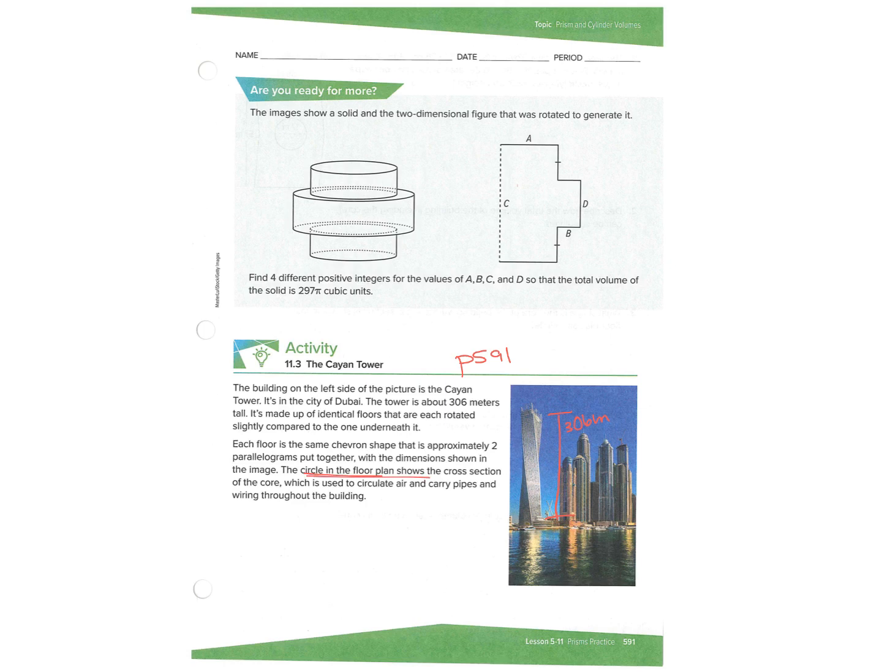There's a circle cut out in the floor plan that goes all the way through the center of this building that circulates air and carries pipes and wiring through this building. So this is my cross section, if I could look from the air straight down on this one.